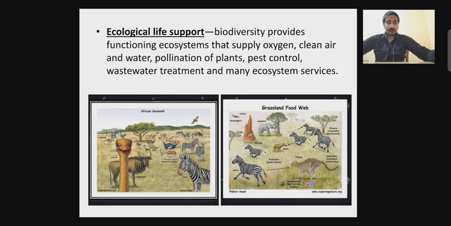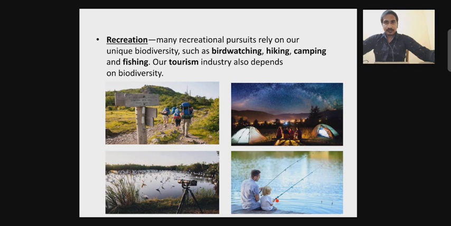Ecological life support: obviously, the various living organisms play a very crucial role in maintaining a balance in the particular ecosystem in which they exist. Recreation: many recreational activities such as sightseeing, trekking, camping, bird watching, fishing, etc., are possible due to the diversified nature of our biological world.